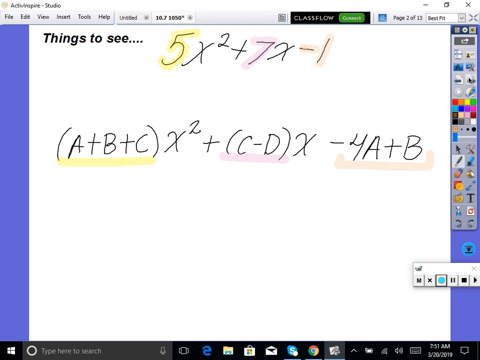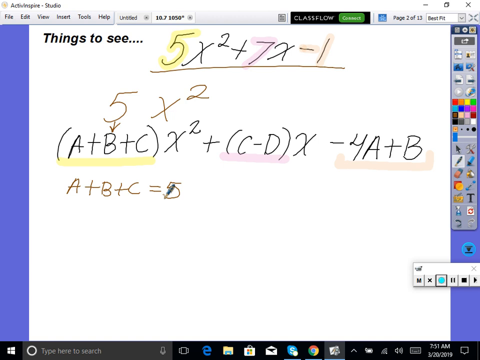Do you agree? So if I gave you something of this form right here, and I said, if we have a plus b plus c times x squared plus c minus d times x minus 4a plus b, if I said to you, given this, what would a plus b plus c be? Well, line them up. Isn't 5x squared going to line up with our a plus b plus c, which must be 5, true? If I asked you just kind of to match these up. So I would be able to say a plus b plus c needs to equal 5 for this to look like the above.